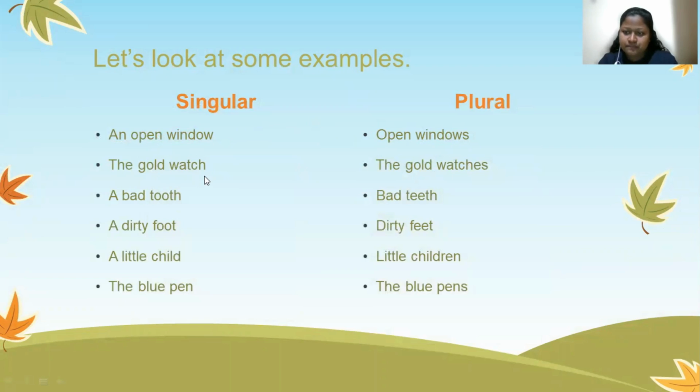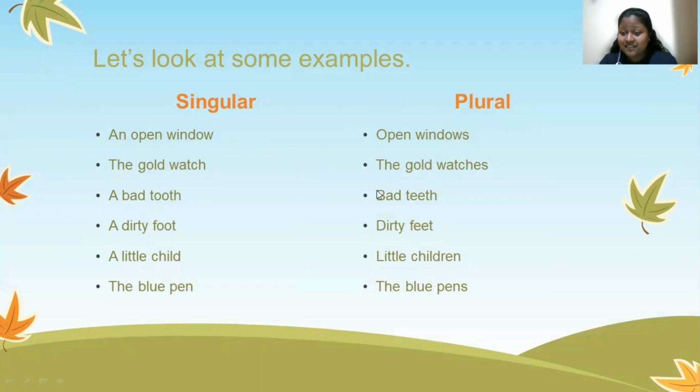The gold watch. The gold watches. We don't change the article in this one because the can be used with both singular and plural. Gold is the adjective and we don't change it even if it is a singular or a plural noun. The gold watch, the gold watches. And when it becomes plural, we have added es to the end of the word watch.